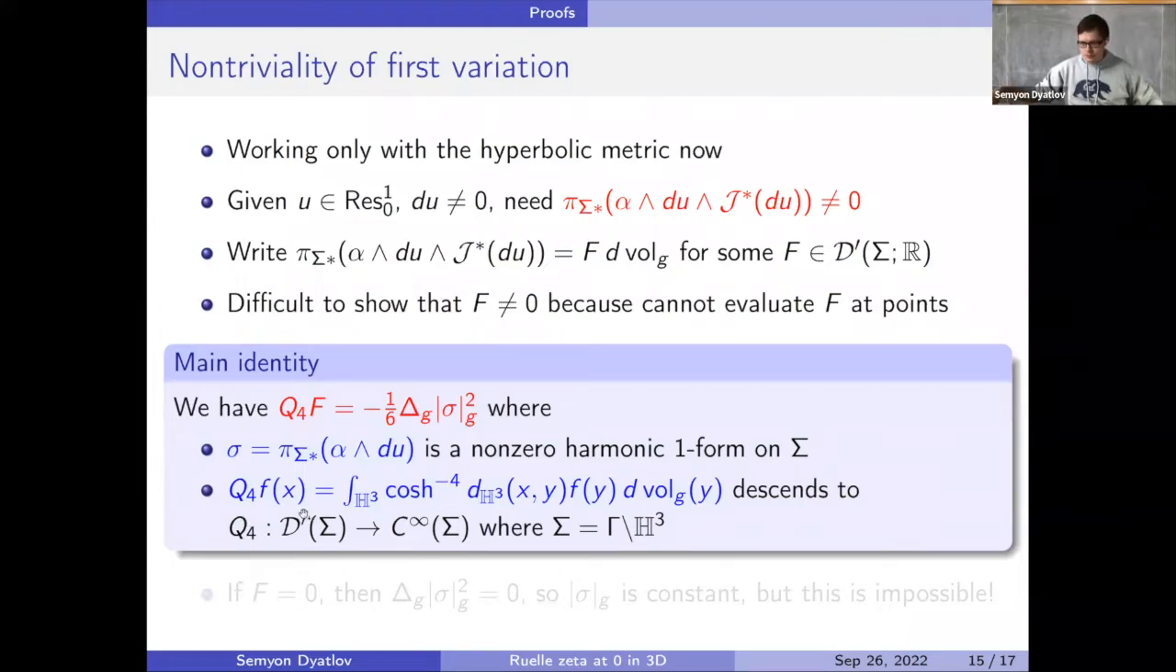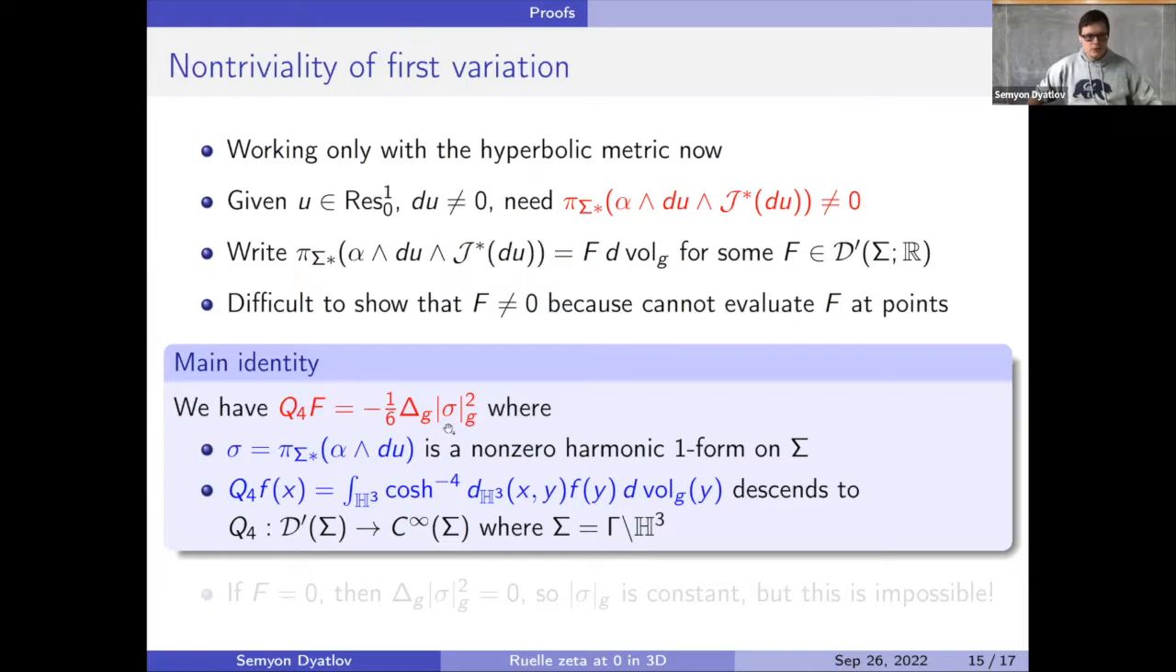In particular, would map distributions to smooth functions. But this particular expression turns out to work for us for reasons that I'll keep mysterious today. If you apply it to this distribution, then what you get is the following. So this u, or alpha wedge du, projects onto a harmonic one form on sigma. There is a nice correspondence there in a hyperbolic world. So let's call this harmonic one form sigma.